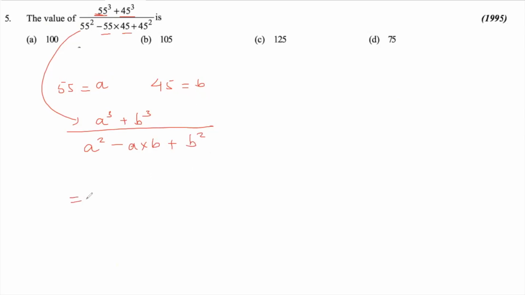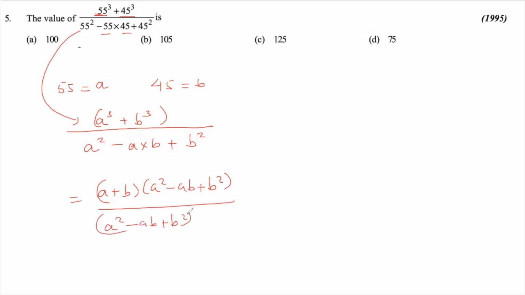Now, guys, notice that the numerator is A cube plus B cube. And for A cube plus B cube, we have an expansion. It is always (A plus B) into (A square minus AB plus B square). In the denominator also, I have A square minus AB plus B square, right? So the two will get cancelled out. My final answer would be simply A plus B, or 55 plus 45. My answer would simply be 100. And that is the A option.